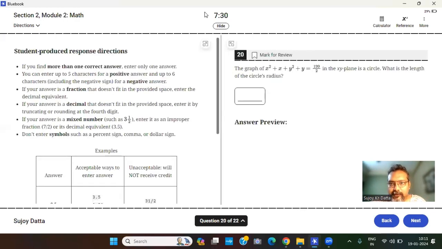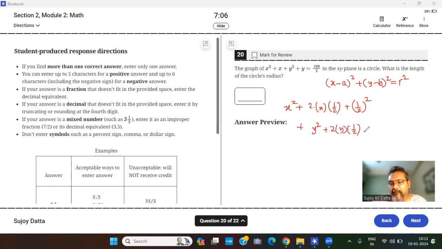The graph of this equation is a circle in the xy plane. What is the radius? So we need to complete the square. The form is x minus a whole squared plus y minus b whole squared equals r squared. So x squared plus x means you have to do 2 times x times half to complete the square, half square. For the other one, same thing, y squared plus 2 times y times half to get y. To complete the square, add half square. These two terms you have just introduced on the left, we must introduce on the right as well.